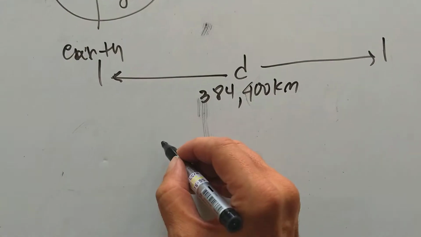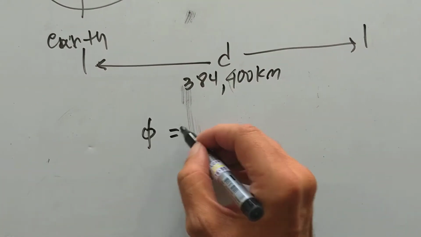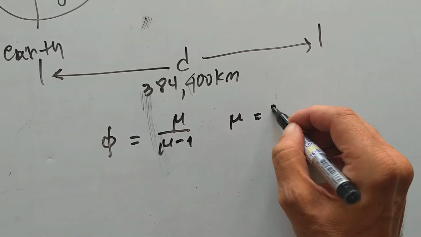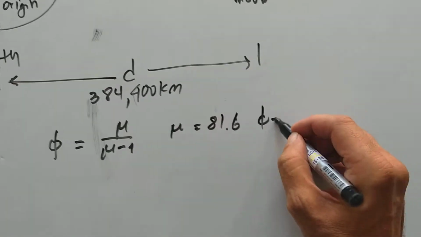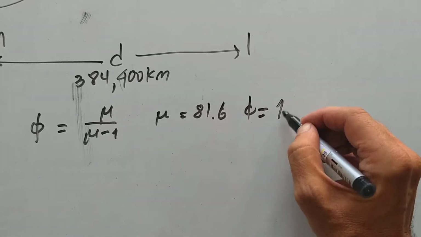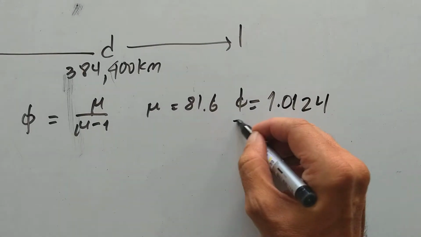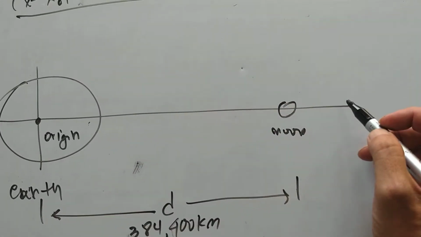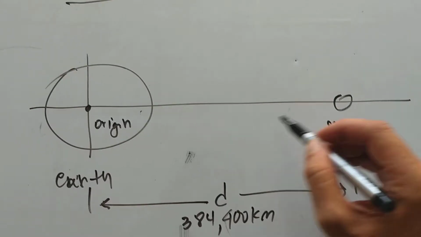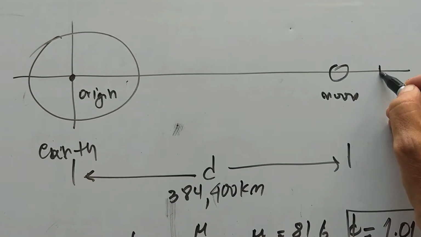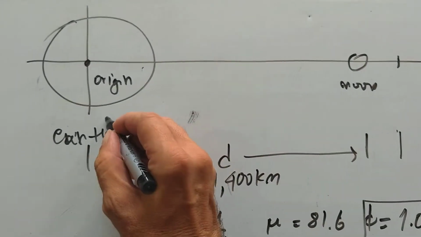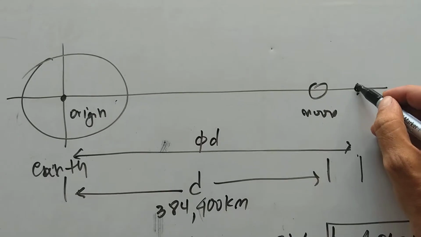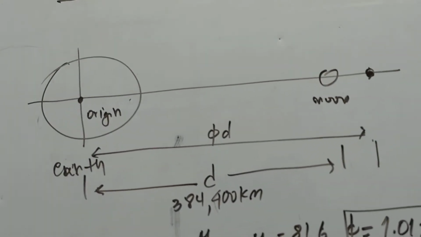Now, what is phi? Phi is mu over mu minus 1, and mu is 81.6. So if you calculate, phi becomes 1.0124. That's phi. So phi is a little bit farther than the Moon. Phi d is a little bit farther, so I have to go over here. From here to here, this is phi d. This is where the center of my circle of attraction is.